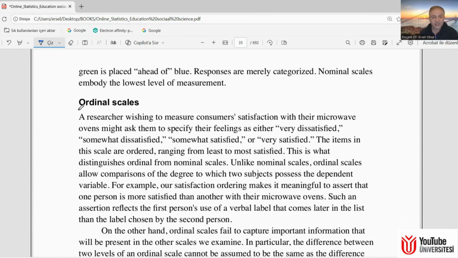For the ordinal scales, there is an order. Like for a product, you can be very dissatisfied, somewhat dissatisfied, somewhat satisfied, or very satisfied. So there is an order. This scale is called ordinal.